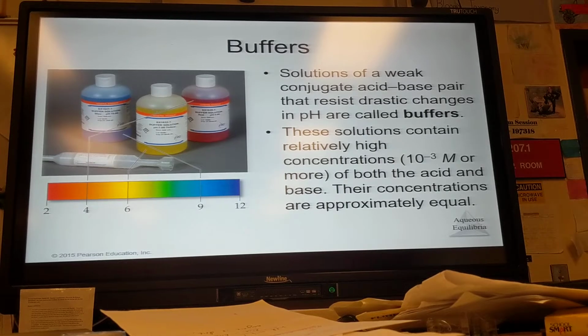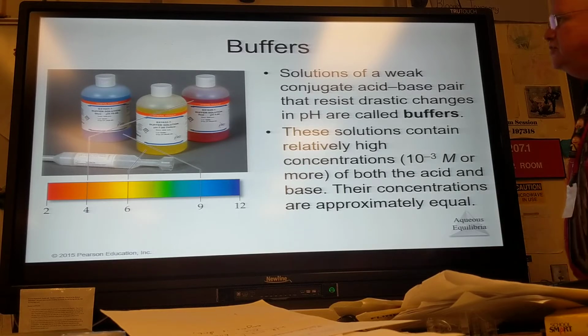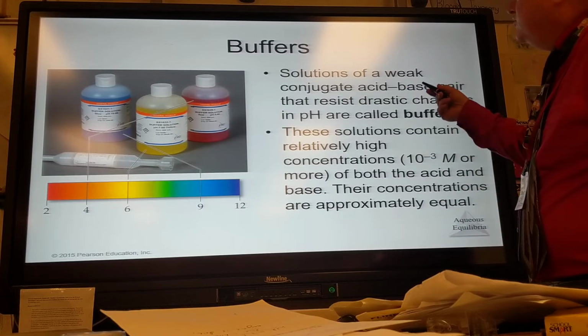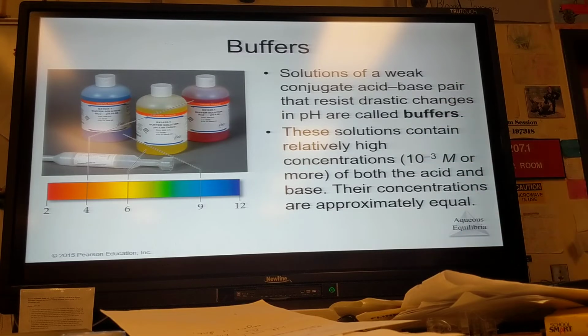All right, my next section is going to be on buffers. If you're in the Brown LeMay text, this is chapter 17.2. What is a buffer? A buffer is a solution of a weak conjugate acid-base pair that resists drastic changes in pH. These solutions contain relatively high concentrations, 10 to the negative third or more, of both the acid and the base. Their concentrations are approximately equal.